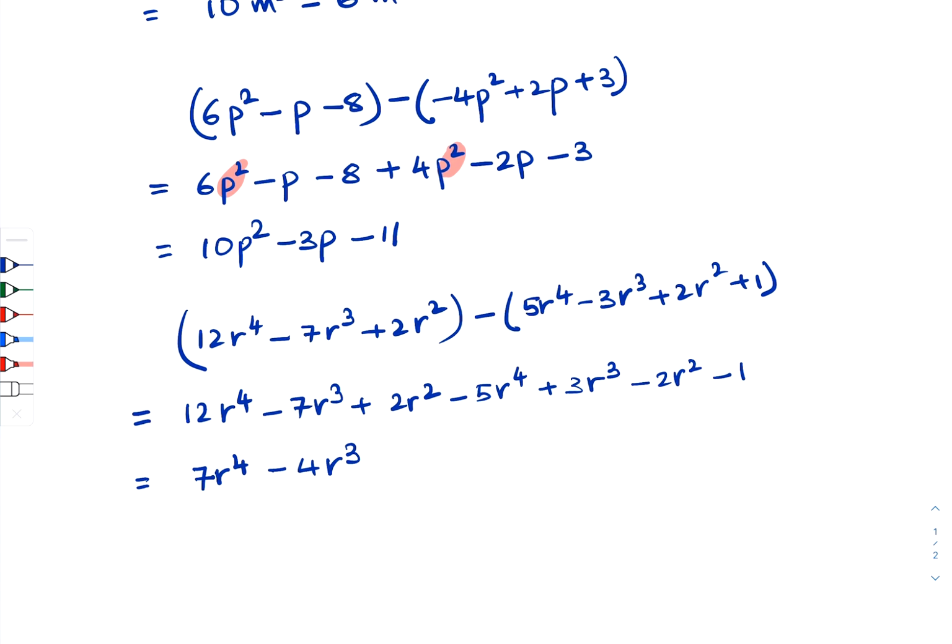Guess what? Those cancel out. So that basically becomes 0. So we don't have to write anything for that. And then at the end you have a negative 1. So we'll just put the negative 1.